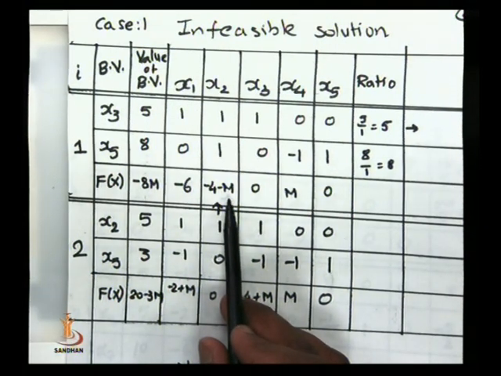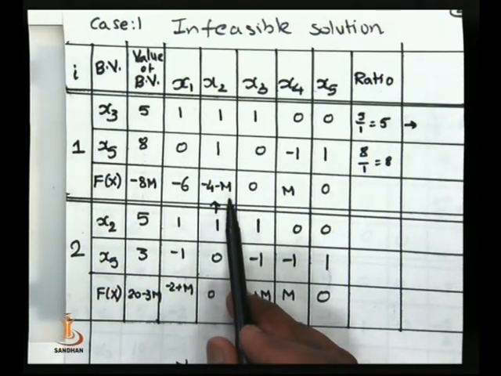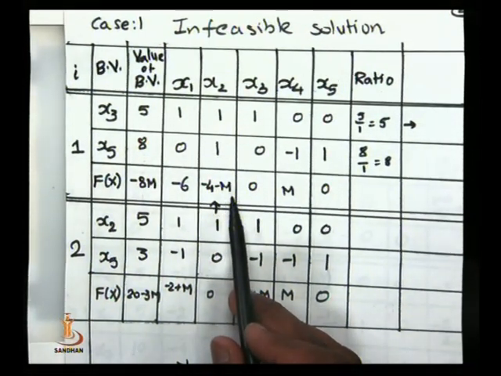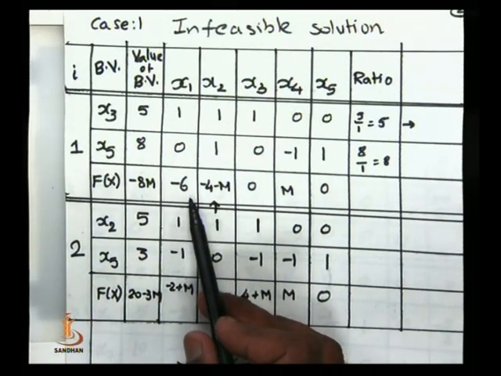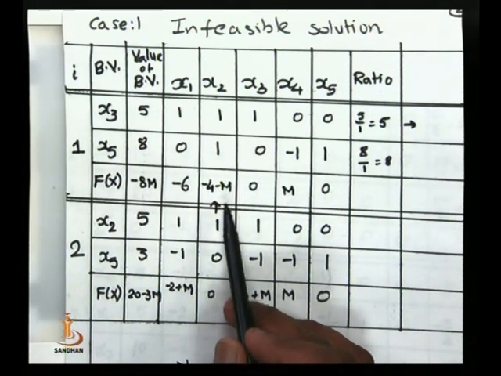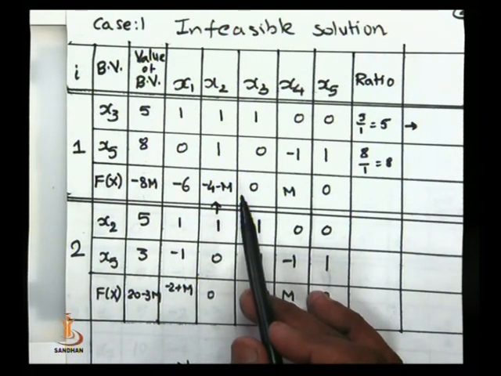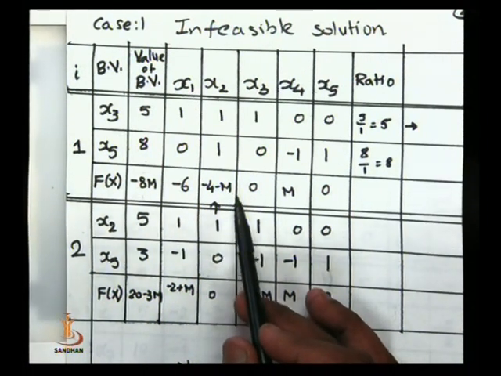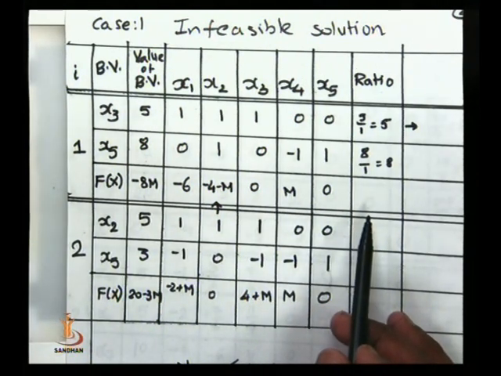Suppose if I put M equal to say 100, then this value becomes minus 4 minus 100, that is minus 104. So minus 104, this is minus 6, these are two negative values. So in our simplex algorithm, what do we do? We select the most negative value. Just for your understanding, you can keep some particular value in your mind and check which value in this row is most negative.